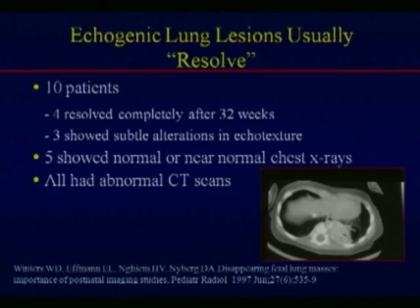Now, when they look like they resolve, do they actually resolve? We did a study when I was in Seattle looking at 10 patients with what looked like CCAMs. Four looked like they resolved completely after 32 weeks. Three looked like they almost resolved, but there were just subtle alterations in echo texture. In fact, we would have easily missed them if we had only scanned them in the third trimester. And they can look normal or near normal on postnatal x-rays, but all of them had an abnormal CT scan, as we see in this case.